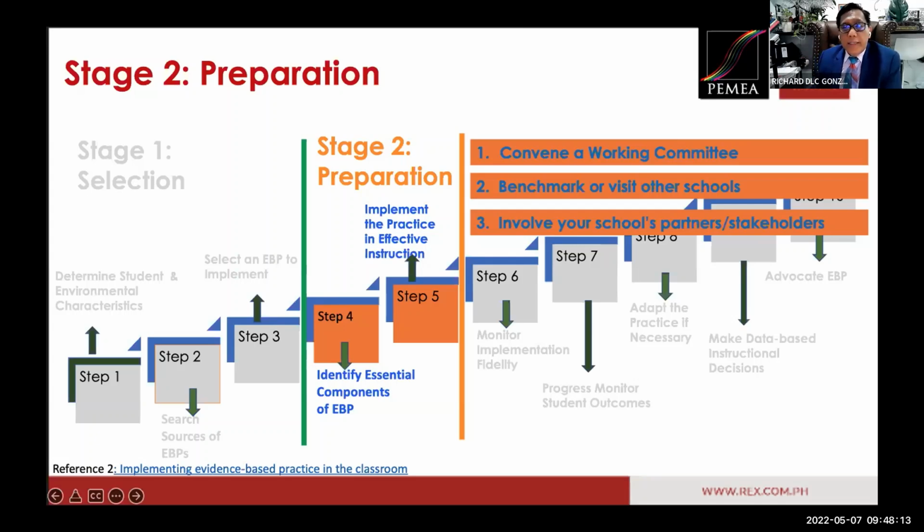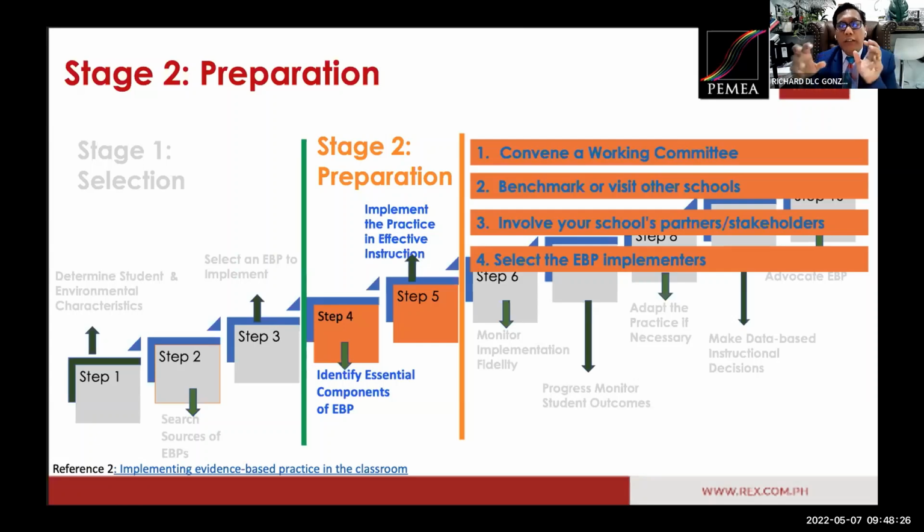Next, you have to select the practice implementers, or the program implementers. Choosing the right program implementers or practice implementers is the key to effective EBP implementation. So when you are selecting, these could be the questions that you consider.